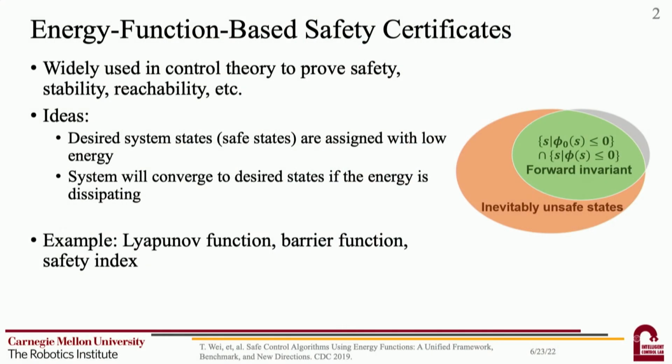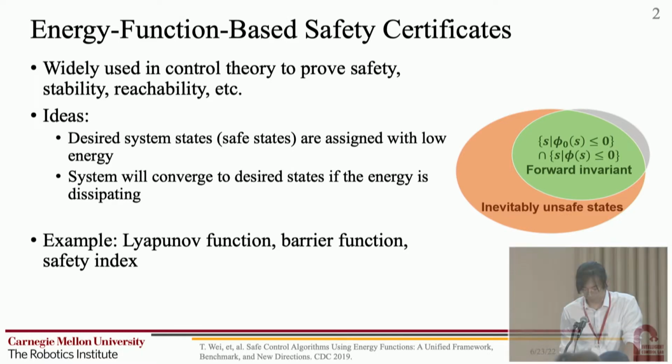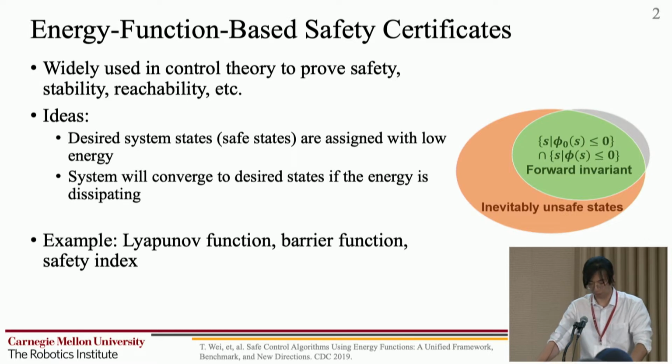All right, so this work mainly focuses on the energy function-based safety certificates, which has been mentioned many times today. But just in case, I still give a quick recap. Energy functions are widely used in control theory to prove safety, stability, and reachability, etc. The main idea of energy function is that desired system states, such as safe states, should be assigned with low energy, and the system will converge to the desired states if the energy is dissipating. For example, Lyapunov function, control barrier function, and safety index all belong to energy functions.